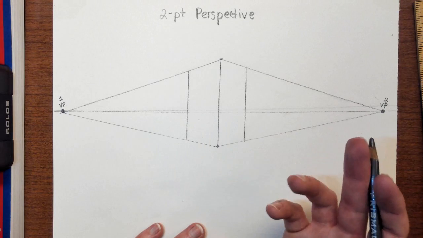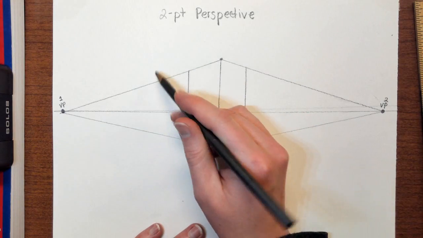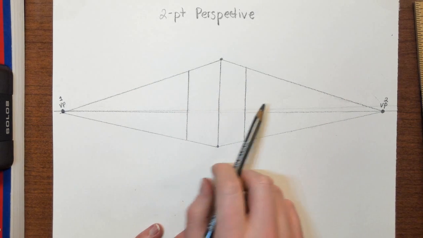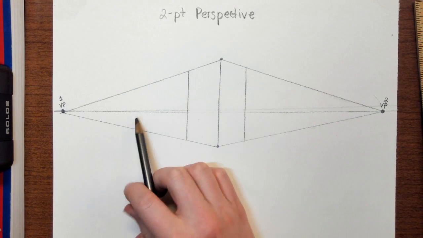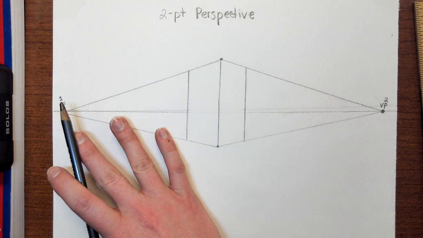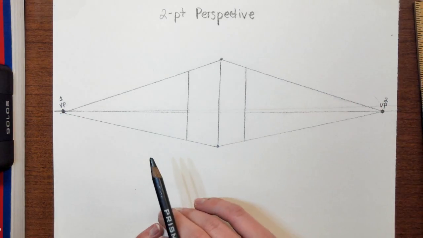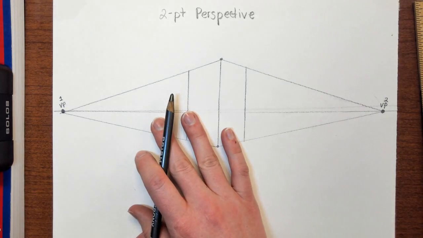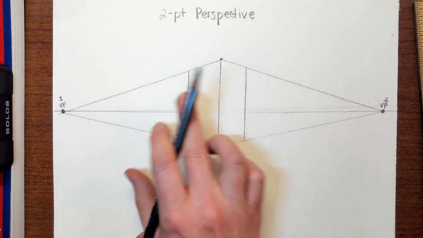What I'm going to show you next is how to add another structure next to your building. You can do the same technique on the other side. So if I show you on one side, it doesn't mean that this is the only side you can do this technique on. You can also do it on the opposite side. So let's say that we want to add a second building to this structure.